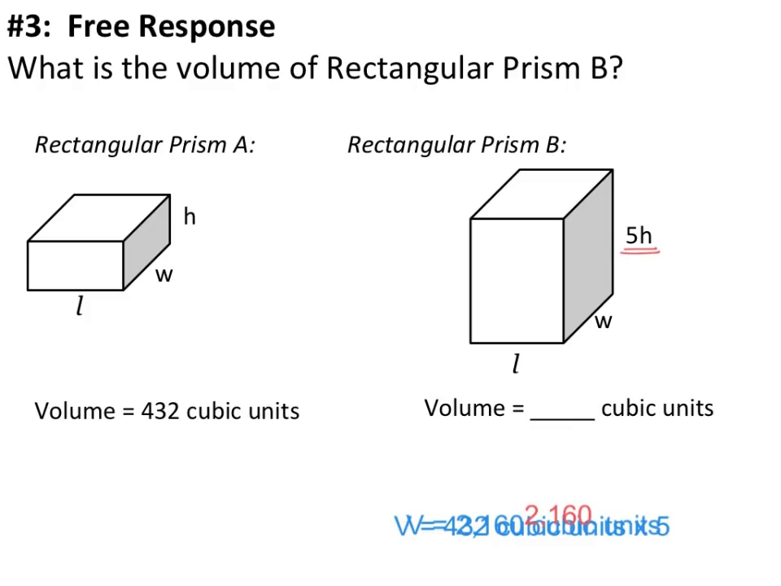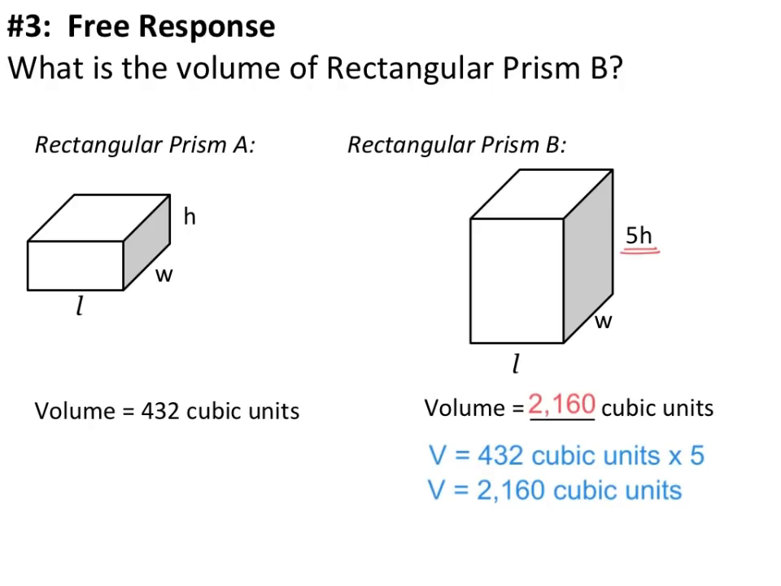So I want you to quickly find the volume of rectangular prism B. So pause the video now, and when you're ready, hit play. And the volume of rectangular prism B came out to be 2,160 cubic units. So let's move on to our next example.